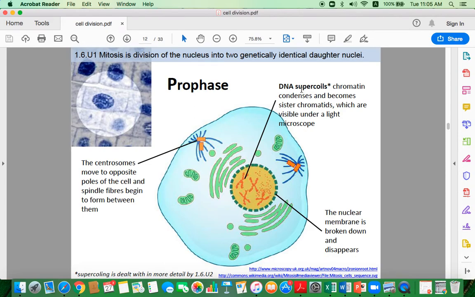What else happens in prophase? DNA supercoils, chromatin condenses and becomes sister chromatids, which are visible under a light microscope. So they're going to be separated, okay? The nuclear membrane is broken down and disappears. That happens in the prophase. This is how you can see this phase under the microscope.